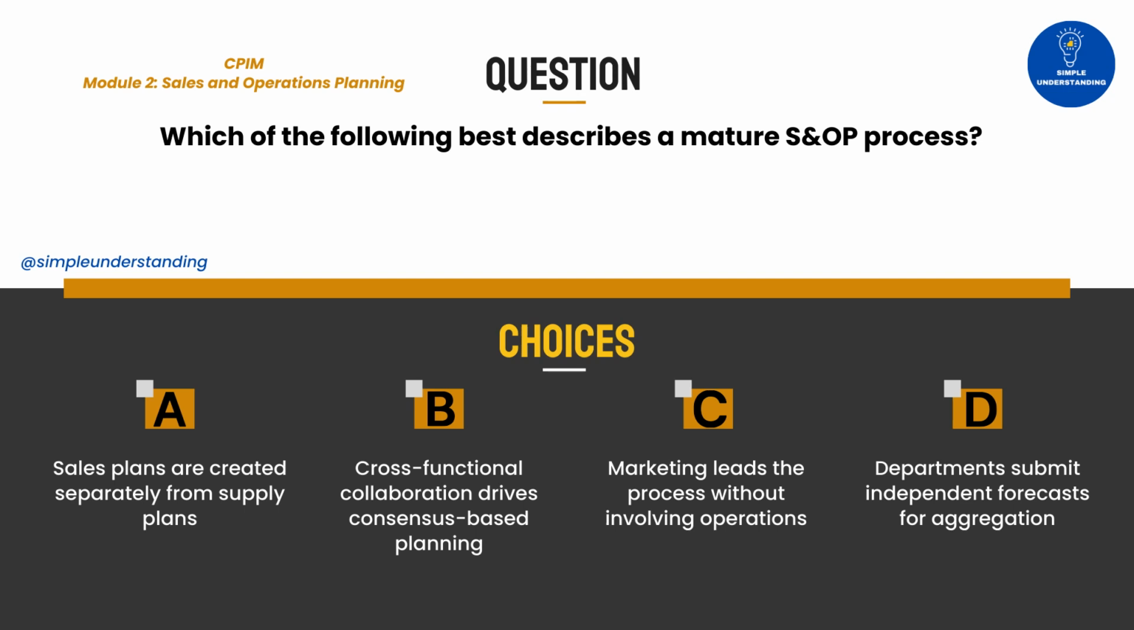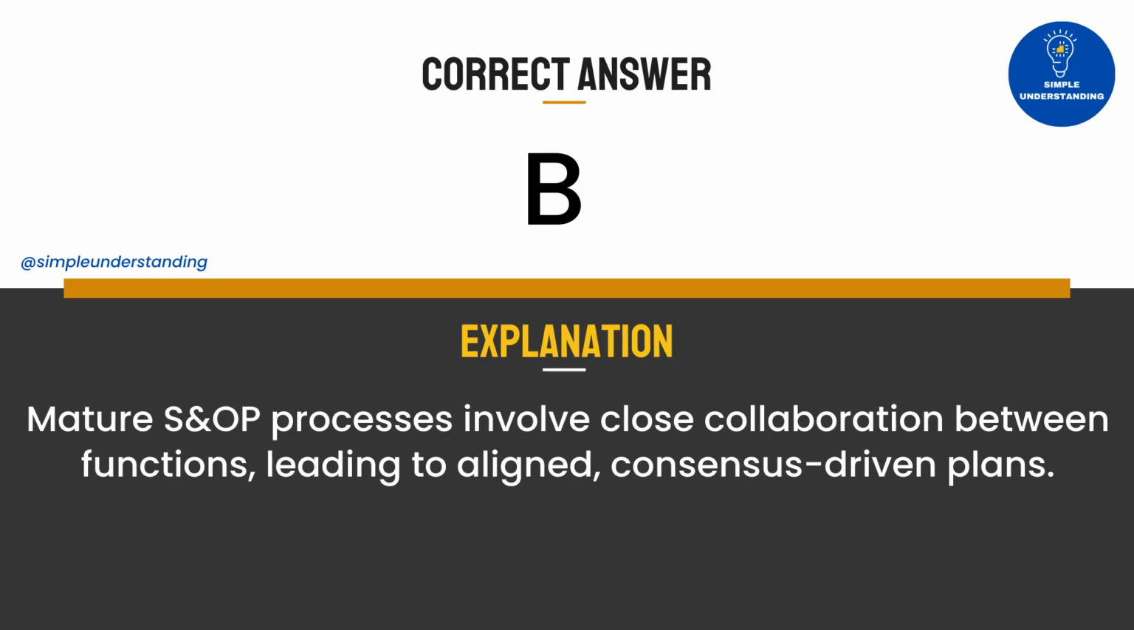Question 3. Which of the following best describes a mature S&OP process? A. Sales plans are created separately from supply plans. B. Cross-functional collaboration drives consensus-based planning. C. Marketing leads the process without involving operations. D. Departments submit independent forecasts for aggregation. Correct answer, B. Explanation. Mature S&OP processes involve close collaboration between functions, leading to aligned, consensus-driven plans.